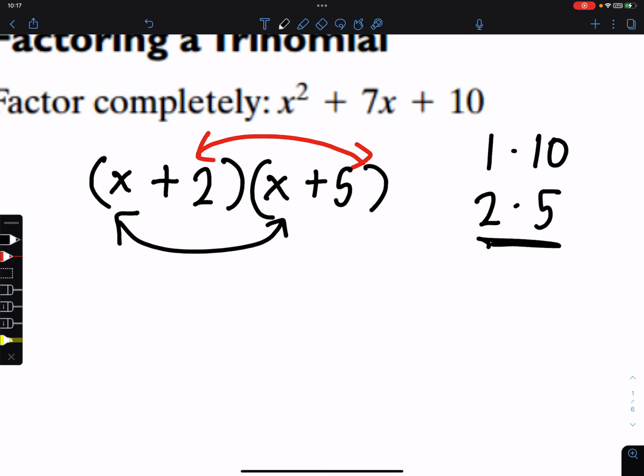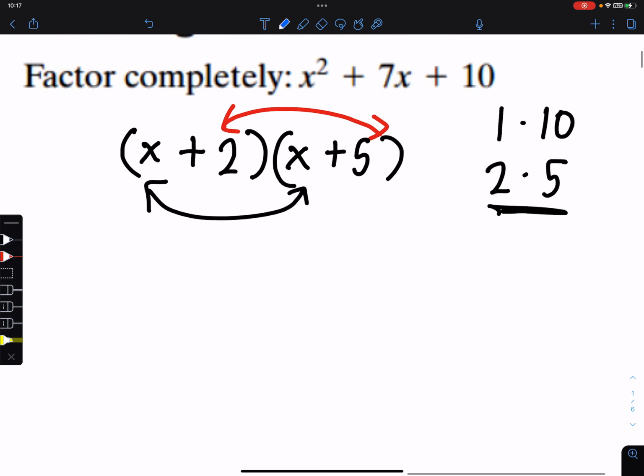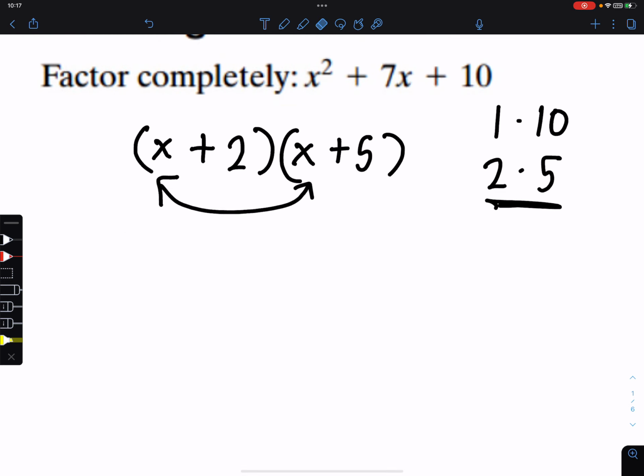Okay. Now let's verify that we did this correctly. So x times x, does that give me x squared? Yes. Now let's do the middle term. 2 times x, that's 2x. Similarly, x times 5, that's 5x. 2x plus 5x, does that give me 7x? Yes. And we already know that 2 times 5 multiplied together gives us 10. So yes, that is the factorization.